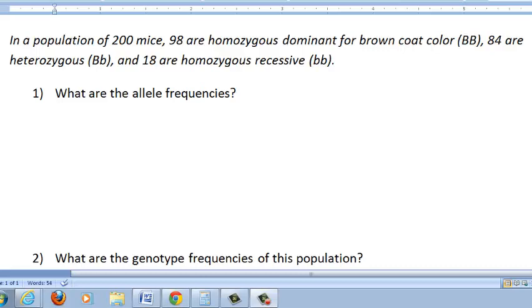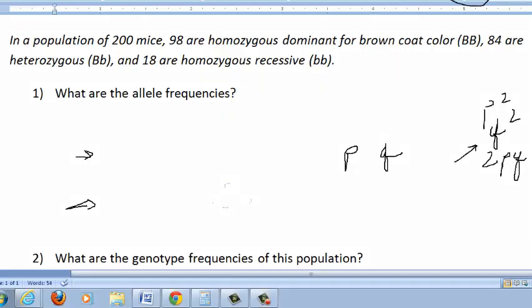So here's the equation we were working on in the last set of the recordings, in the number 2 recording of the evolution of populations. I'll just read it again so that we can go over it. In a population of 200 mice, 98 are homozygous dominant for brown coat color, 84 are heterozygous, and 18 are homozygous recessive. So again, like I said before, it sets up the problem for you already with your total, so that's nice. You don't have to find your total.